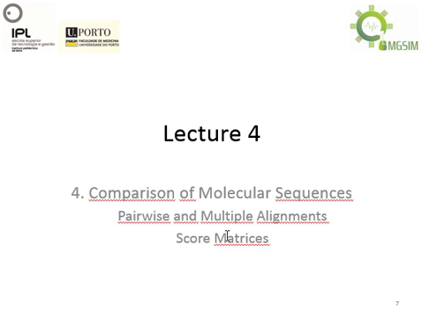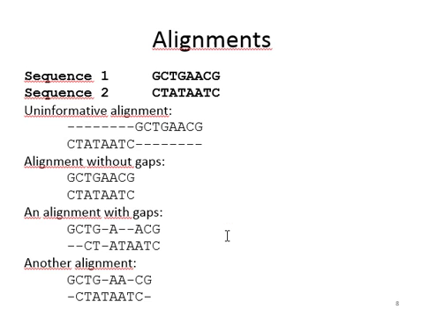Lecture number 4. Continuing with comparison of molecular sequences, now with pairwise alignments and score matrix. To compare sequences, if we have two sequences, how can we compare them? We can place them side by side. How? We have different ways to look at the sequences. Perform alignments of two sequences, and they can be uninformative or they can show some information.